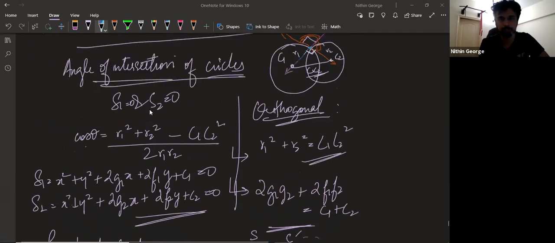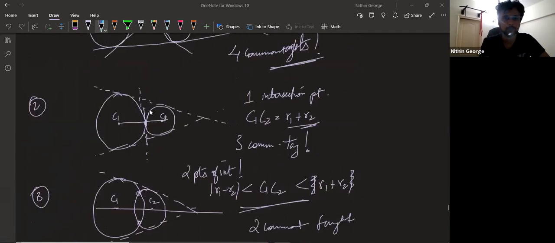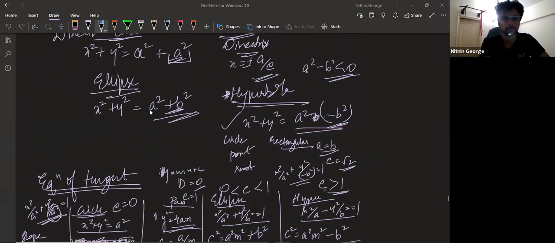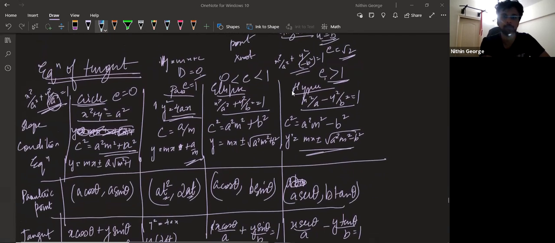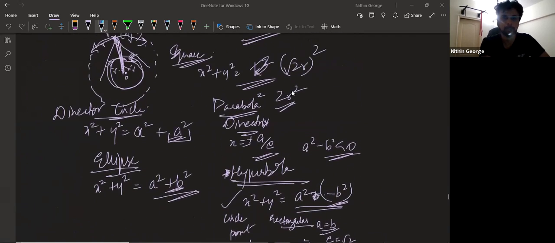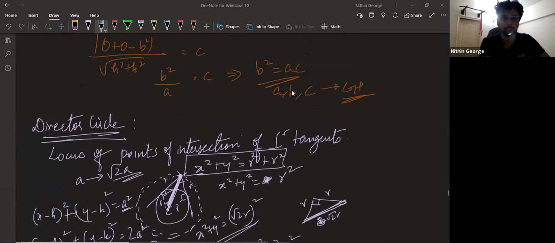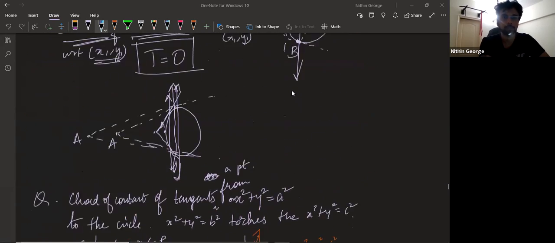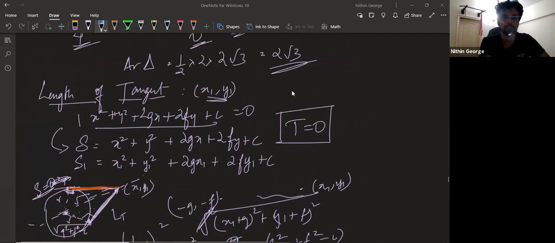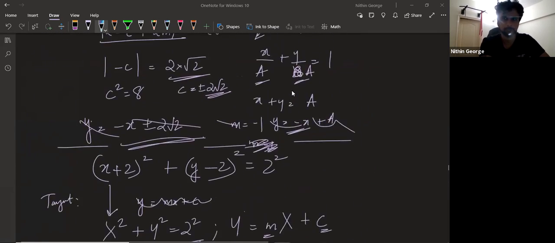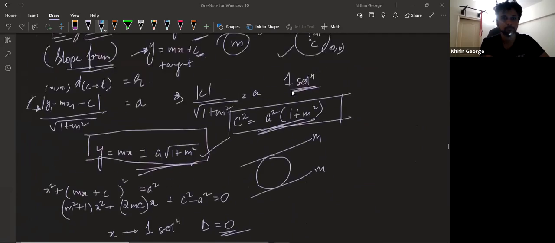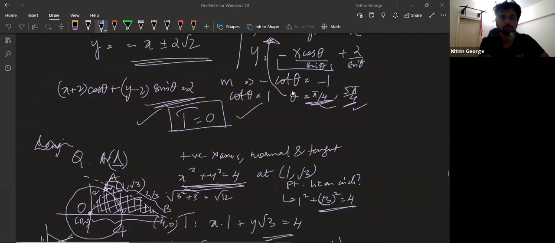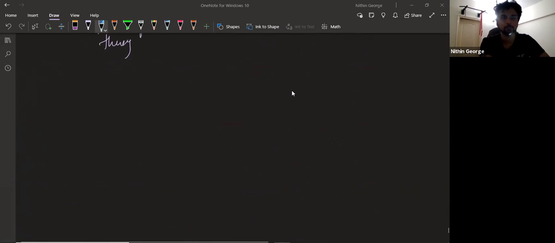So yeah, we were doing circles yesterday. Along with that, we discussed tangents for parabola, ellipse, hyperbola as well. Then how things change for parabola, how they're related. Then we did chord of contact, length of tangent, each of them. So yeah, let's continue along that note.